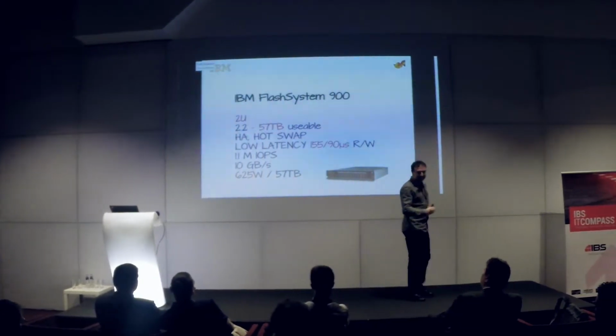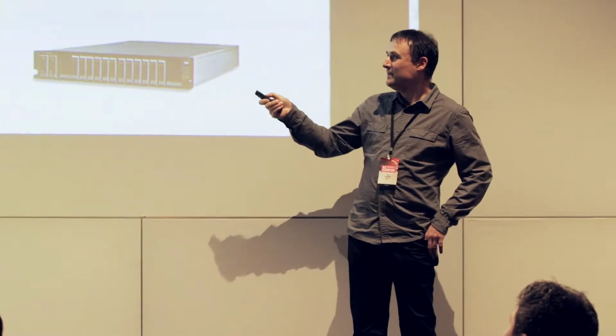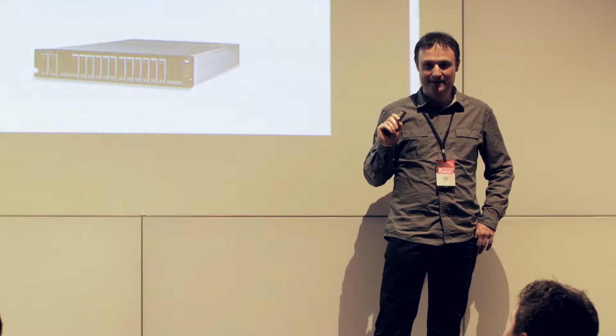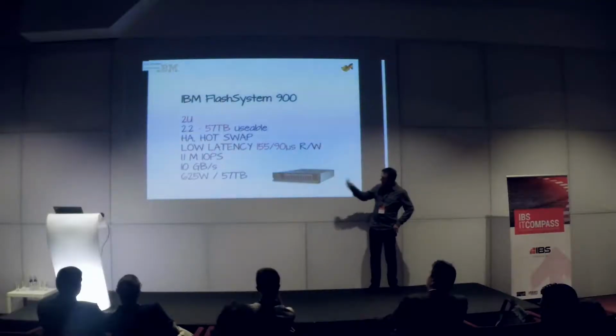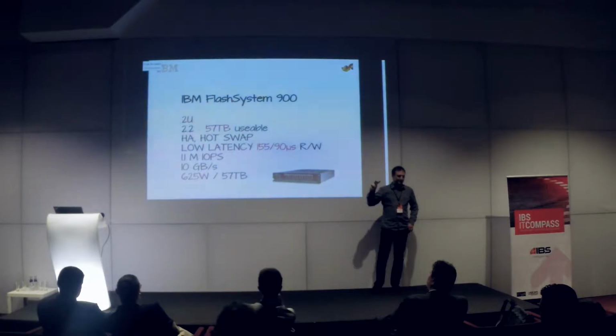IBM Flash is very small. In 2U, we have 57 terabyte usable capacity. No other vendor can do this. Usable capacity. There are a lot of IOPS here, but I don't want to talk about it. So, huge usable capacity in 2U. Huge.